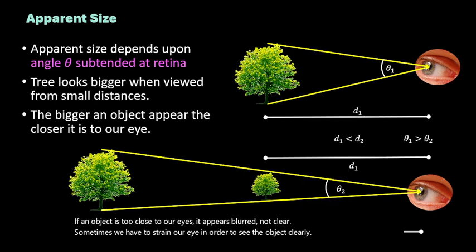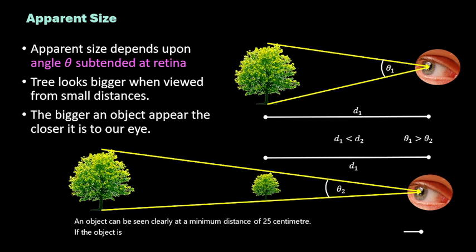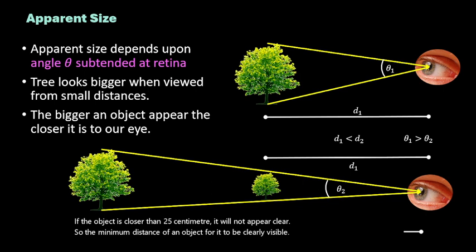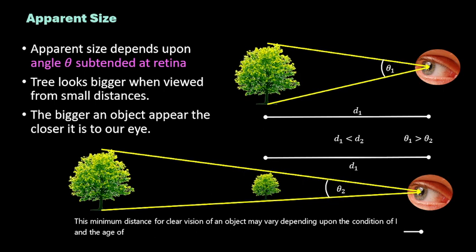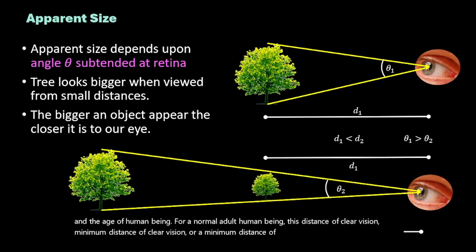An object can be seen clearly at a minimum distance of 25 centimeter. If the object is closer than 25 centimeter, it will not appear clear. So the minimum distance of an object for it to be clearly visible is 25 centimeter. It is for a normal human eye, adult eye. This minimum distance for clear vision of an object may vary depending upon the condition of eyes and the age of human being. For a normal adult human being, this minimum distance of clear vision, or minimum distance of distinct vision, is 25 centimeter. It is also called near point.